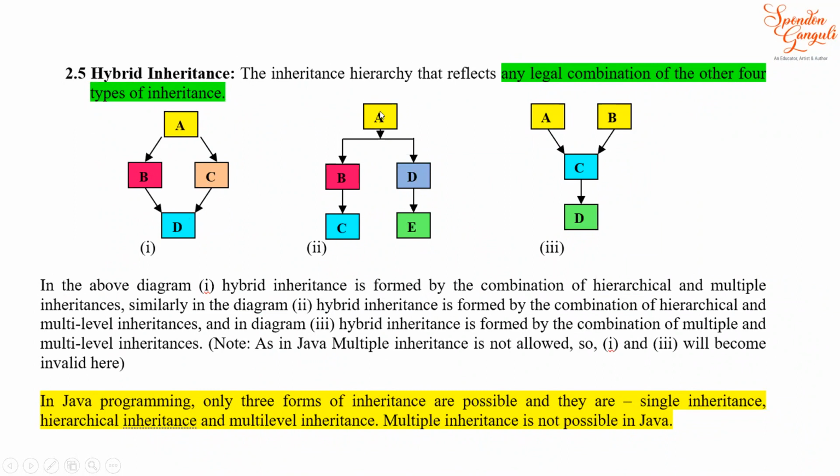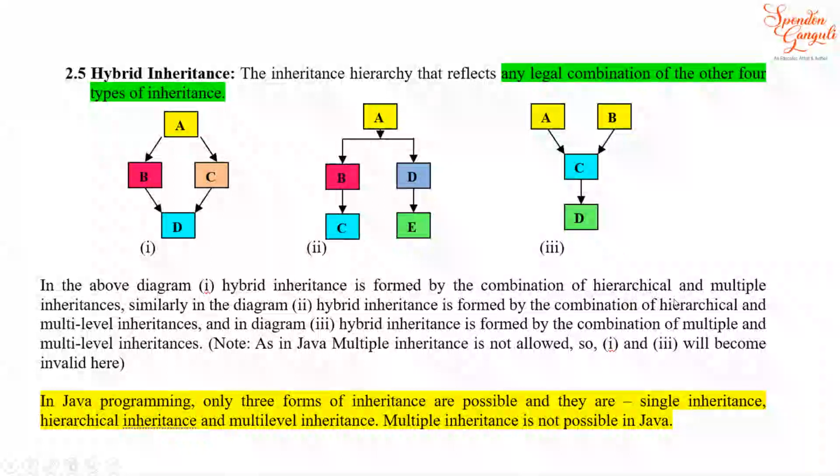Whereas in the second diagram, A, B, C is one set of multi-level inheritance. A, D, E is another set of multi-level inheritance. Or we can say A, B, D having hierarchical inheritance, B, C and D, E having single inheritance. Further, the third example, A, B, C, multi-level, multiple inheritance, C and D is again single inheritance.